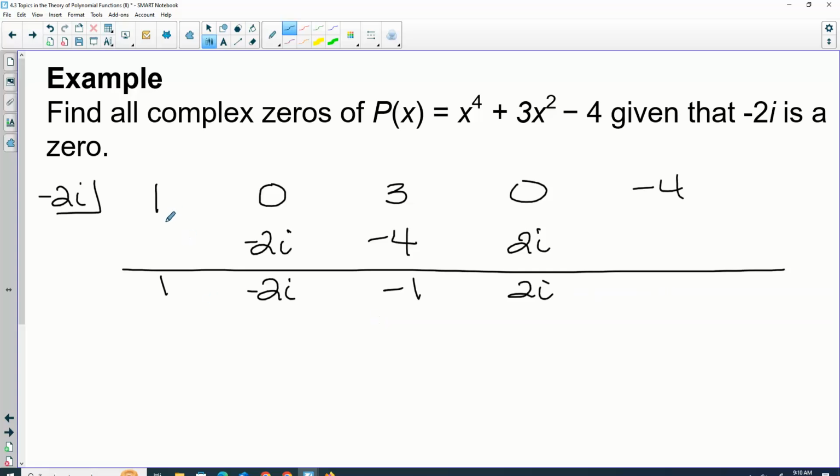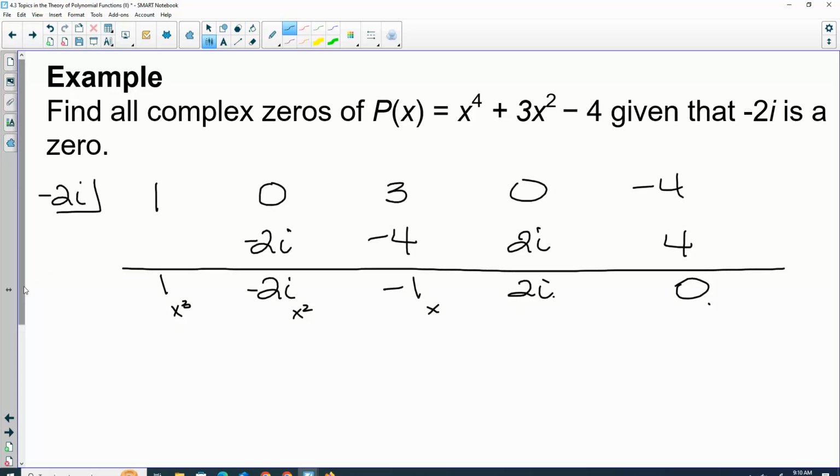Multiply. 2i times negative 2i is negative 4i squared, which is positive 4. Add and we get 0. Now remember, this is my remainder, which we needed to be 0. Constant, x, x squared, x cubed. This is not something we can easily factor. So what do we need to do?